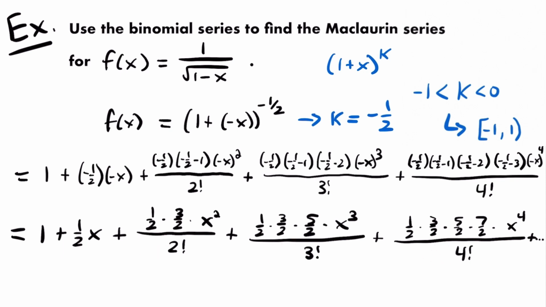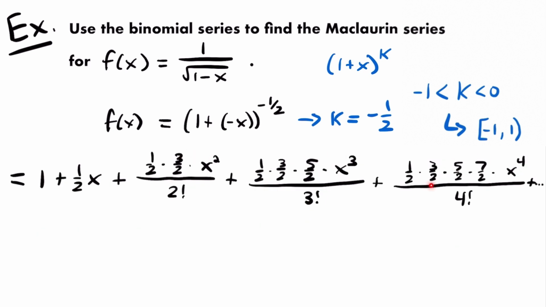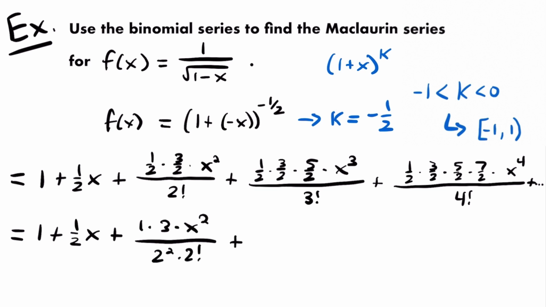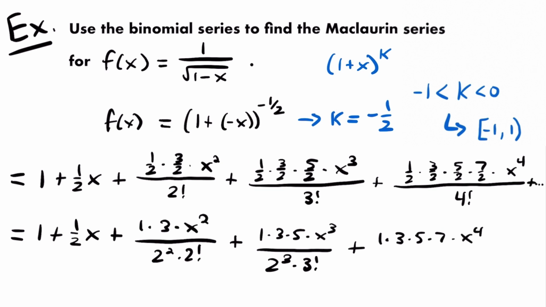All right, so if I clean up my work, here's what we'll have if we rewrite these terms by moving the denominators of these fractions to the denominator of the whole term. We'll have that this is equal to 1 plus 1/2 times x plus 1 times 3 times x squared divided by 2 squared times 2 factorial. Then we'll have plus 1 times 3 times 5 times x cubed divided by 2 cubed times 3 factorial. And then we'll add this to 1 times 3 times 5 times 7 times x to the power of 4 divided by 2 to the 4th power times 4 factorial. And then we have more terms from there.